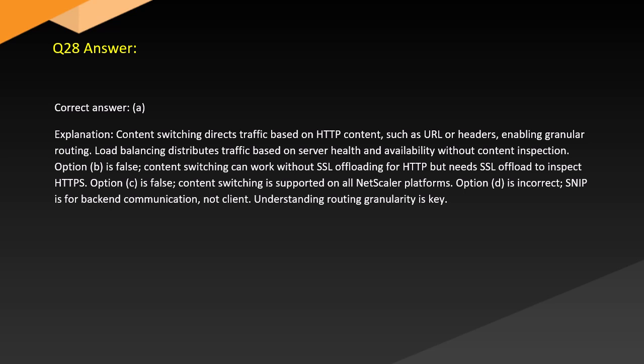Answer. Correct answer, A. Explanation. Content switching directs traffic based on HTTP content, such as URL or headers, enabling granular routing. Load balancing distributes traffic based on server health and availability without content inspection. Option B is false. Content switching can work with the SSL offloading of HTTP but needs SSL offload to inspect HTTP. Option C is false. Content switching is supported on all NetScaler platforms. Option D is incorrect. SNIP is for backend communication, not client. Understanding routing granularity is key.